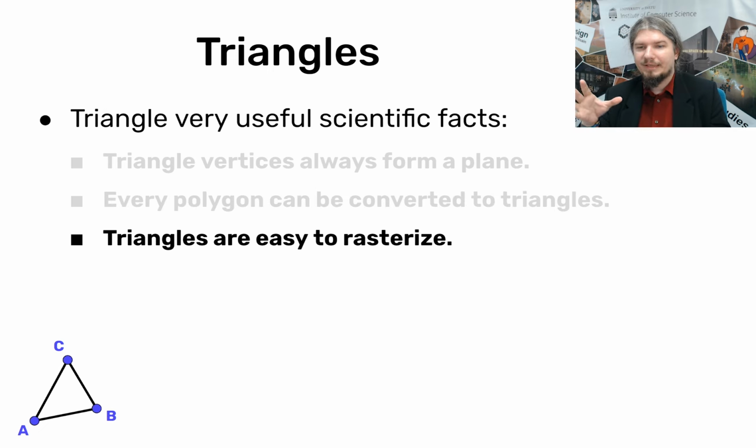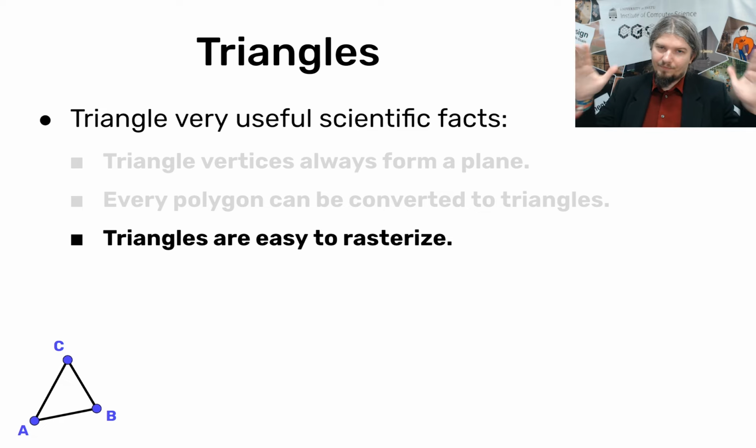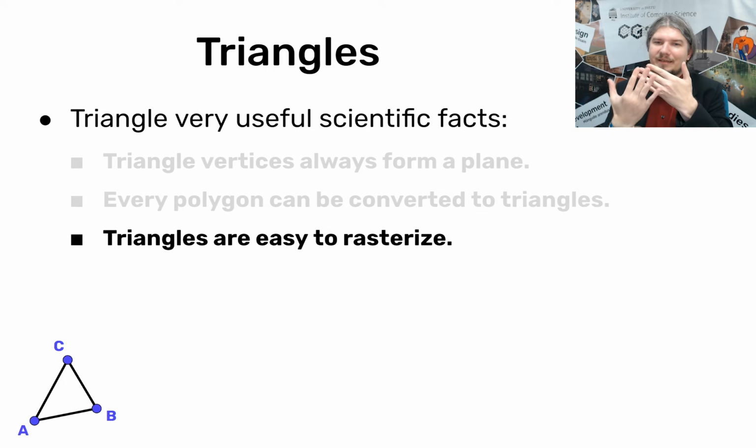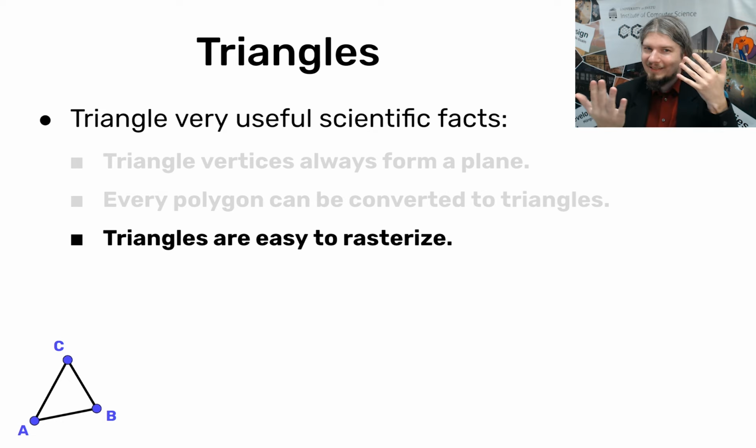Triangles are also easy to rasterize. This rasterization is one of the steps in the pipeline, if you remember. And don't worry too much about it. It's basically just that your screen, the monitor that you're looking at this video from, is a grid of pixels. You have a bunch of rectangular cells. They're very small, very tightly packed, but at the end of the day, it's still just a grid.